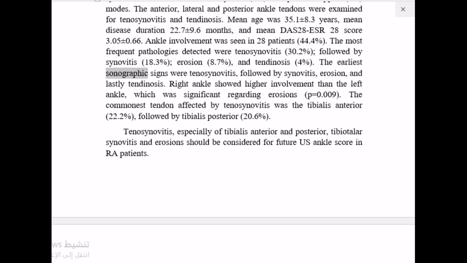The earliest sonographic signs were tenosynovitis, followed by synovitis, erosion, and lastly tendinosis. Right ankle showed higher involvement than the left ankle, which was significant regarding erosions, P equals 0.009. The commonest tendon affected by tenosynovitis was the tibialis anterior, 22.2%, followed by tibialis posterior, 20.6%. Tenosynovitis, especially of tibialis anterior and posterior, tibiotalar synovitis, and erosion should be considered for future US ankle score in RA patients.